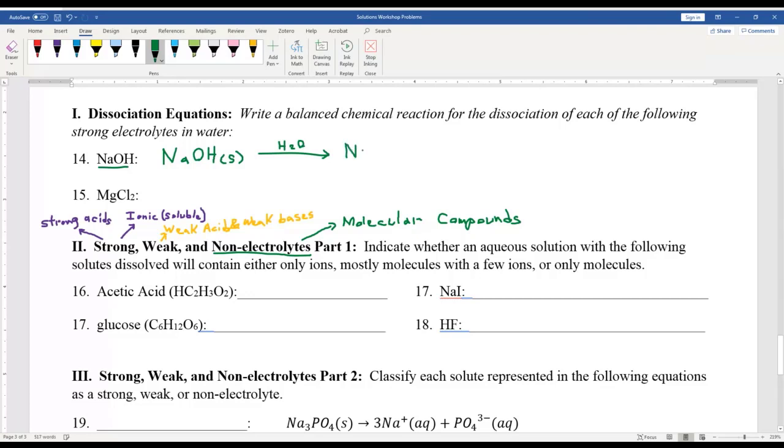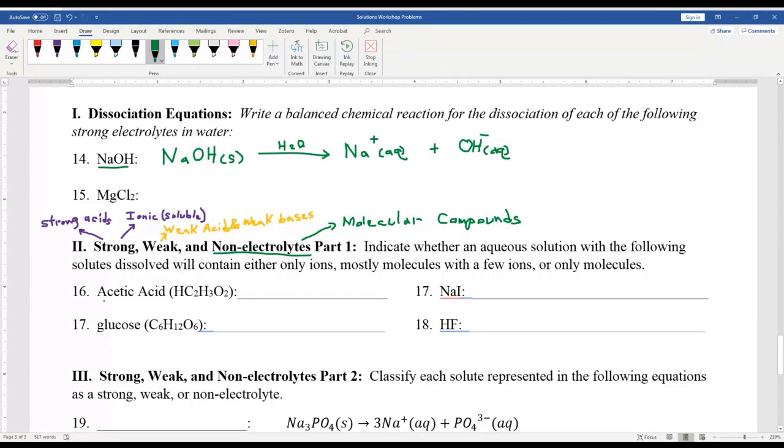Instead, it breaks apart into separated Na plus ions and Cl minus ions. Oh, sorry, not Cl minus, I mean OH minus. OH minus ions. Na plus ions and OH minus ions. So that's what a complete dissociation looks like. It's going to completely separate into its separated ions.